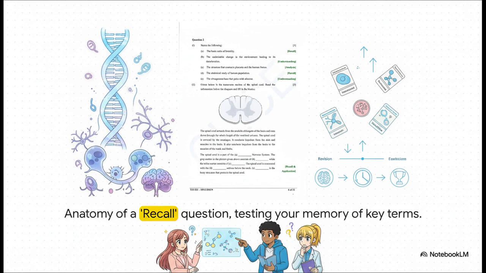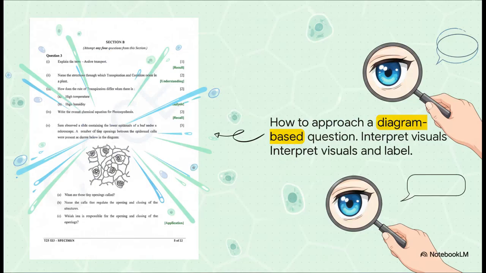They're basically asking you to name something or define a term. The key here is to be short, sweet, and precise. Just give them the keyword they're looking for. Then you've got your diagram-based questions.